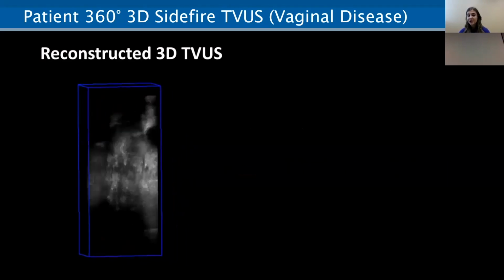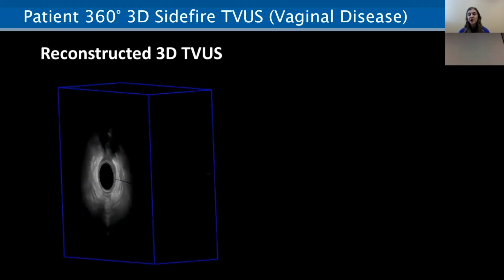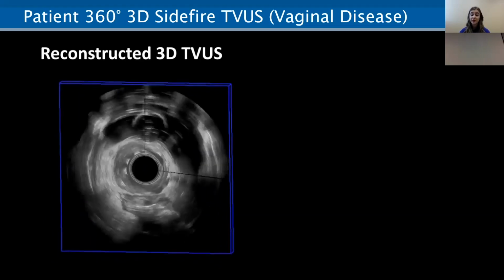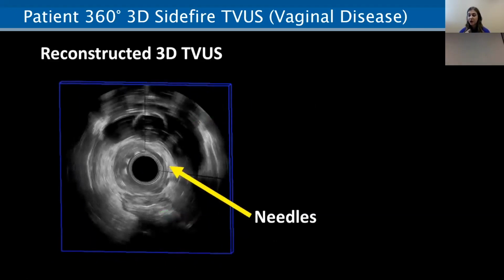And we were really excited about these images because not only were we able to really clearly visualize our needles, we were also able to see a lot of other key features. So in particular, we could identify our organs at risk, such as the patient's rectum, as well as the patient's bladder with the Foley catheter in place. As well, in this reconstructive view, we're able to see these bright spots, which are the needle cross sections surrounding that cylinder.